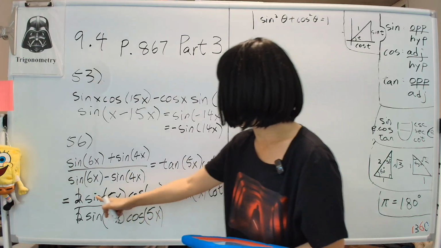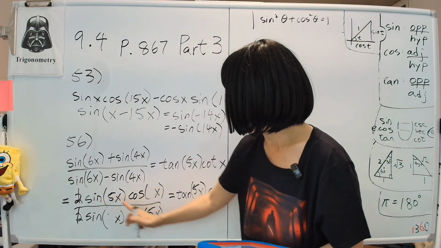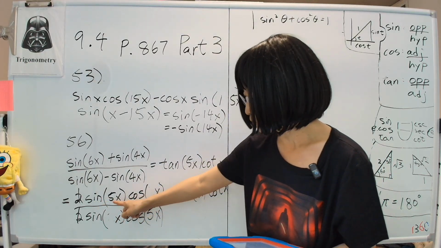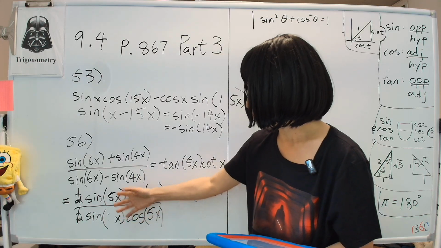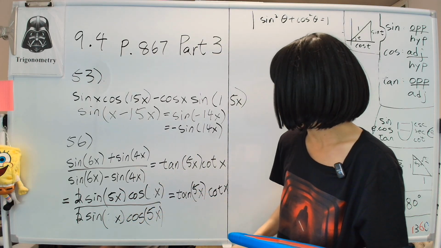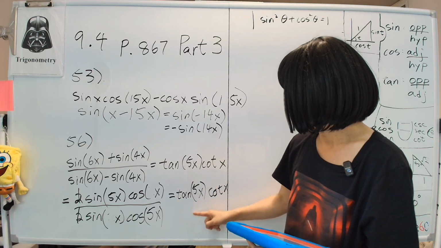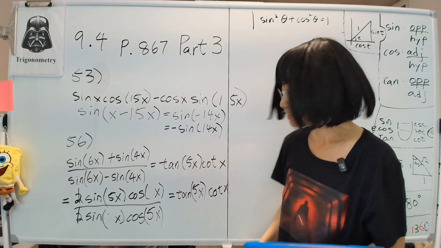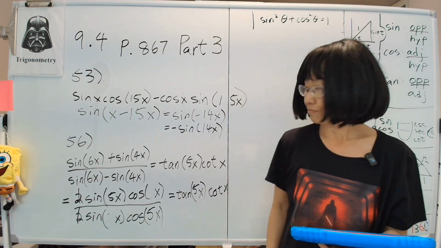The only reason we can do sine 5x over cosine 5x is because they both have 5x. If they're different, then you can't turn them into a tangent. It has to be the same angle. But anyway, now you notice they are exactly the same. So we are done with problem 56.